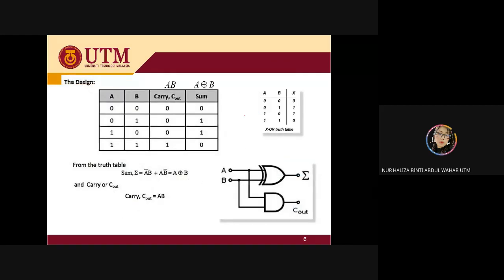So the truth table for our half adder looks like this. Of course, when you have 2 input, you're going to have 2 to the power of 2, you have 4 possibilities only, 4 possibilities for the input. That's why you have 0 0, 0 1, 1 0, 1 1. So this is the possibilities for the input.